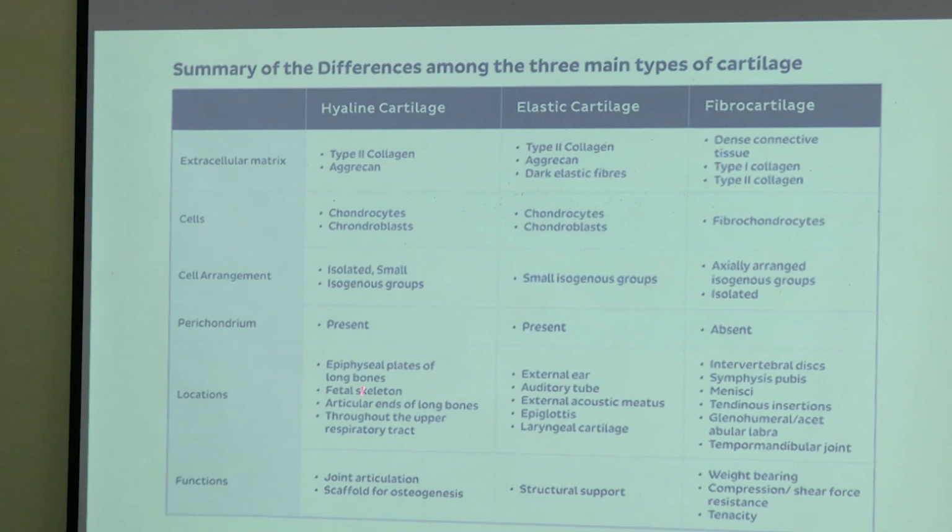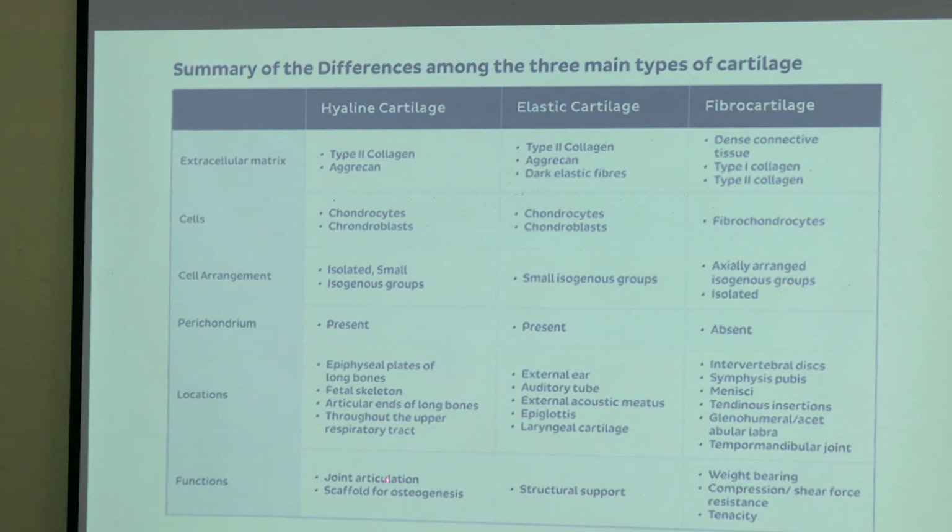Okay. See, these are the locations of hyaline, these are the locations of elastic cartilage, and these are the locations of fibrocartilage. Okay. So along with the intervertebral disc, pubic symphysis, menisci, glenohumeral labrum, temporomandibular joint, these are the areas where fibrocartilage is present.